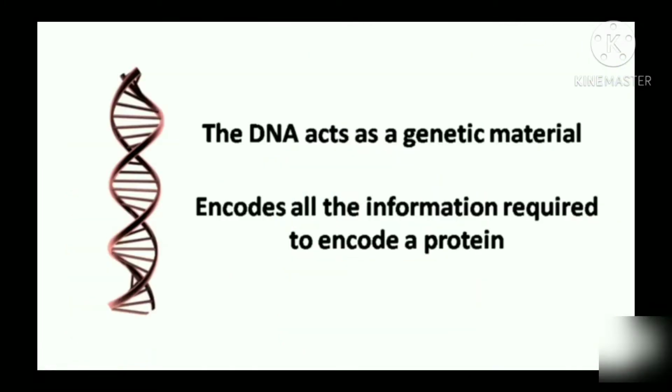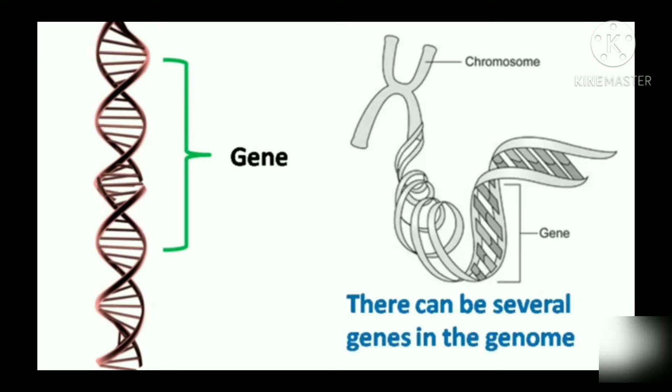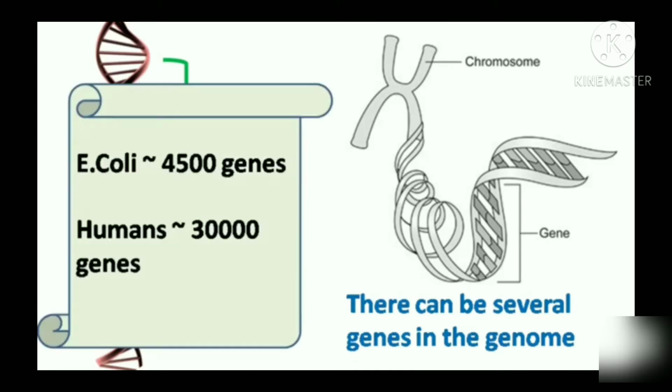The DNA acts as a genetic material and encodes all the information required to encode a protein. The specific region of DNA that encodes the genetic information is called a gene, and there can be several genes in the genome. For example, E. coli has roughly 4,500 genes, while humans have 30,000 genes.